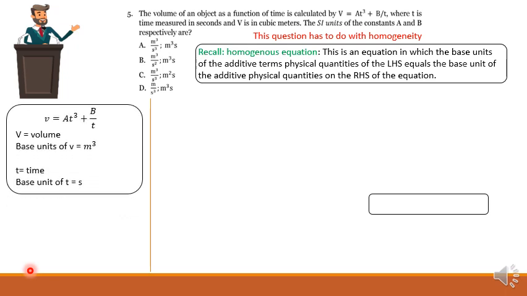Now the equation that has been given to us is v equal to a t cubed plus b over t, and we're being told that v is the volume. Now it means if v is volume, then the base unit of volume is meters cubed, and t is time, meaning that the unit of t is what? Seconds. Now the base unit on the left hand side of our equation, we have just the volume, so the base unit will just be meters cubed.